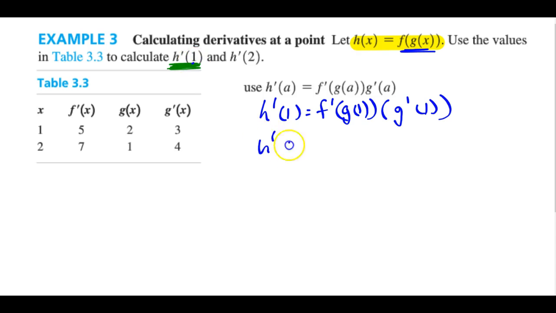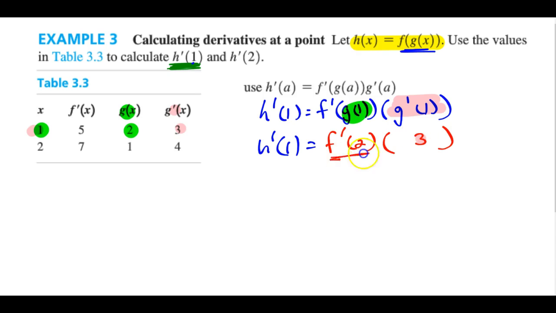So then I'll try to just read some things from the chart. I'll start with g at 1. So I'm going to come over here, and there's my 1. G at 1 is 2. So I'll say f prime 2 times, now I'm ready for g prime 1. So I'm going to go to the g prime and look at the 1, and I see that it's a 3.